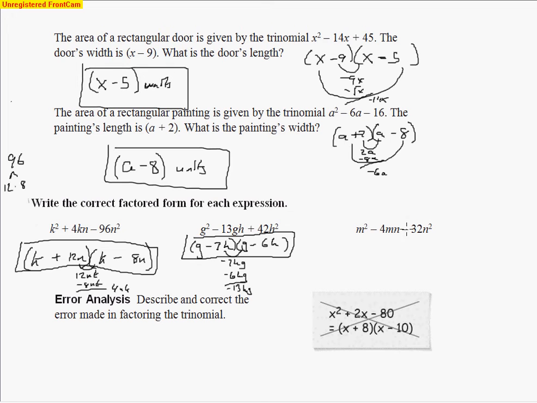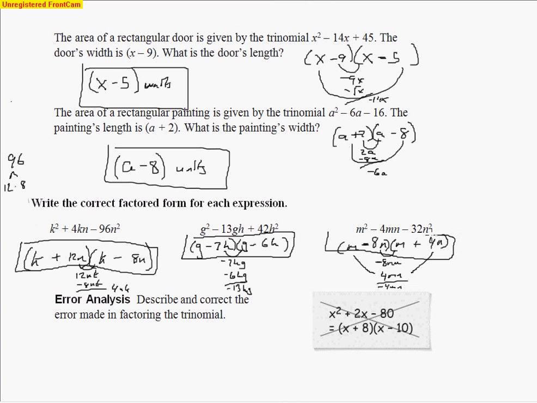Look at the last one. It's a negative sign for the last term, so they have to subtract. The outer and inner terms are subtracting now, so we have m and m make m squared. I know n and n make n squared, so I just need to find the numbers that multiply to make 32. So let's try 8 and 4, which multiply to make 32. When I do this work, I've got 8mn and 4mn for the last terms there. And sure enough, those do subtract to make negative 4 if I make the 8 negative and the 4 positive. That does end up working out.